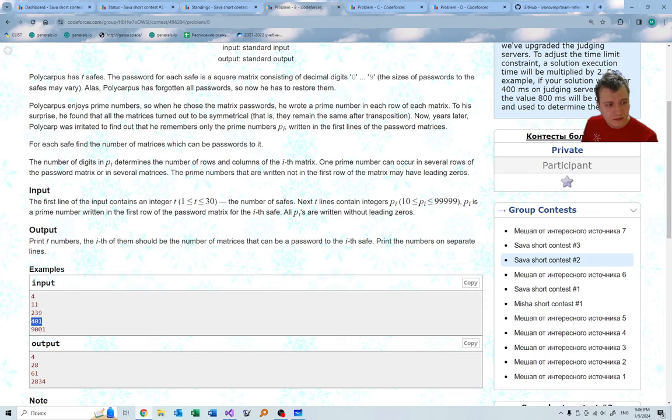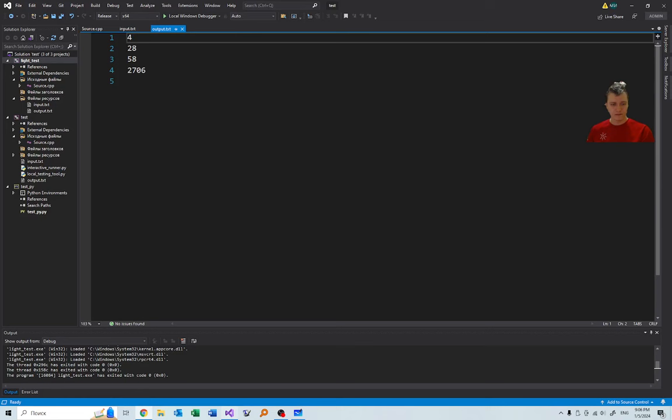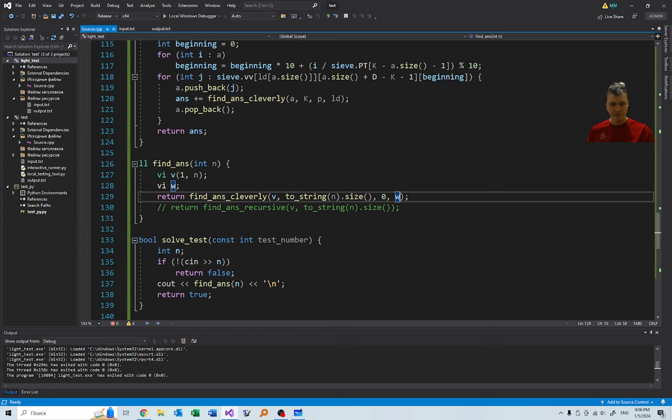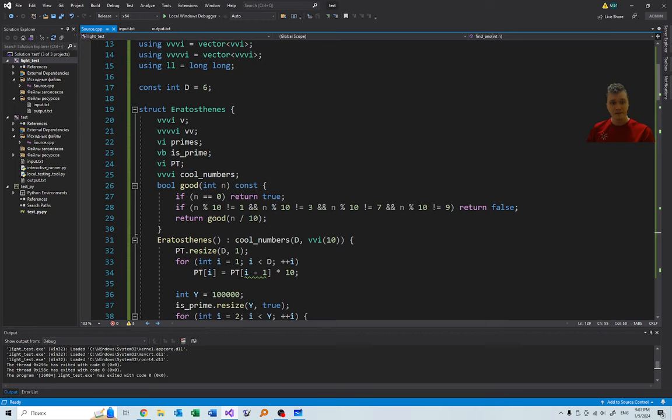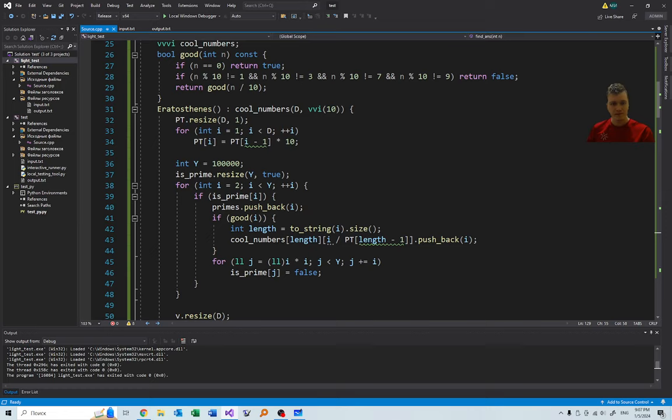What? Do we start with zeros sometimes? Now, the prime numbers that are written not in the first row of the matrix may have leading zeros. Okay. But still, the last row should be only ones, threes, sevens, and nines, because if there is at least one other digit, then this doesn't work. How do I check it, actually?